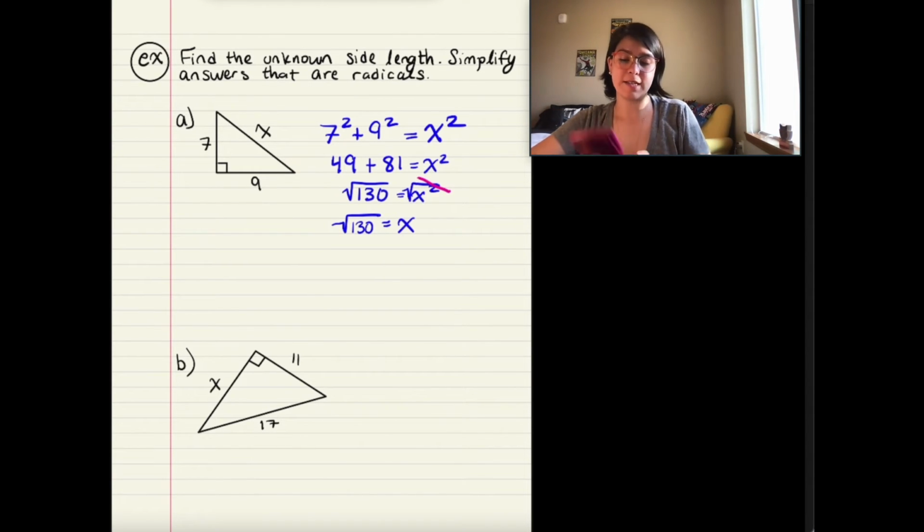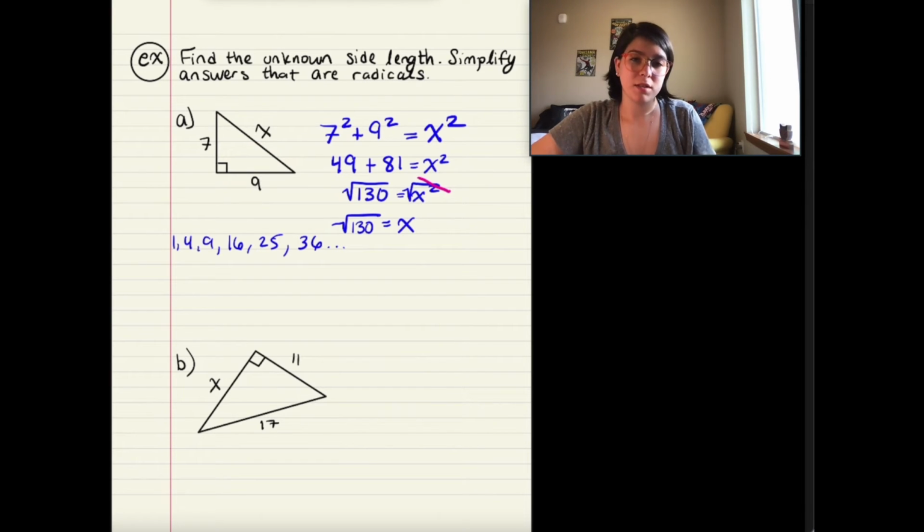So what I'm going to do is, with my calculator, I'm going to remember all my perfect squares: 1, 4, 9, 16, 25, 36, and so on. And I'm going to divide 130 by each of those numbers to see if any of those are a factor.